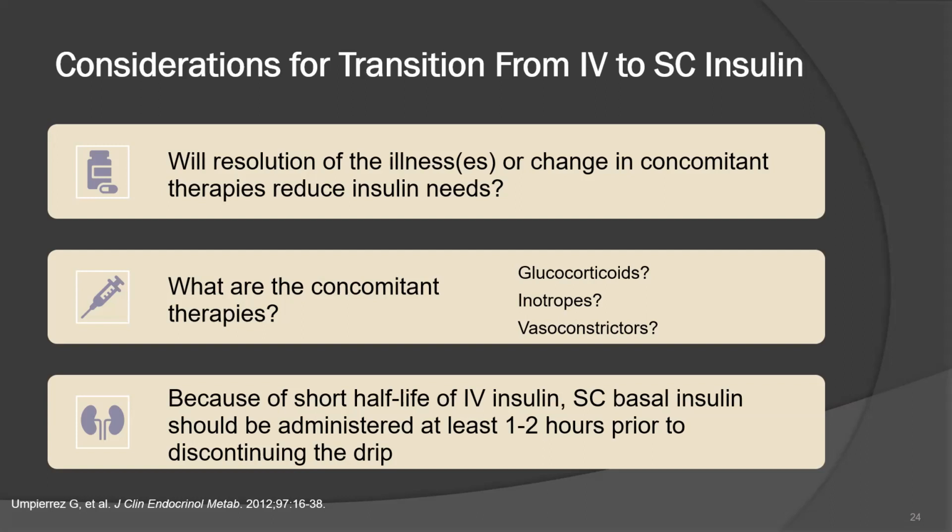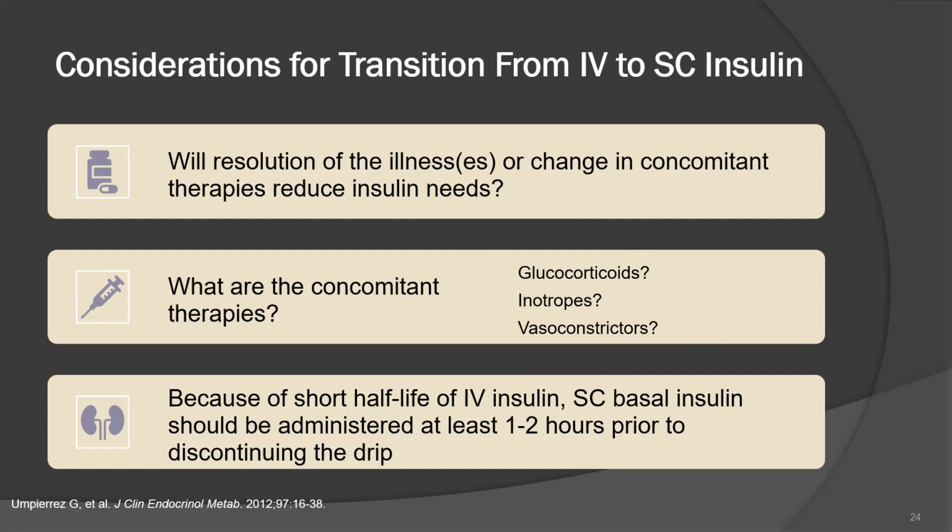Like, for example, what are the concomitant therapies? Is the patient still requiring glucocorticoids? And if so, what dose? And what has been the effect of glucocorticoid on the blood glucose level in this particular patient? What about the inotropes? Is the person maintaining hemodynamics or not? Is he requiring vasoconstrictors or not? Because of the short half-life of the IV insulin, sub-Q basal insulin should be administered at least 1 to 2 hours prior to discontinuing the IV drip.